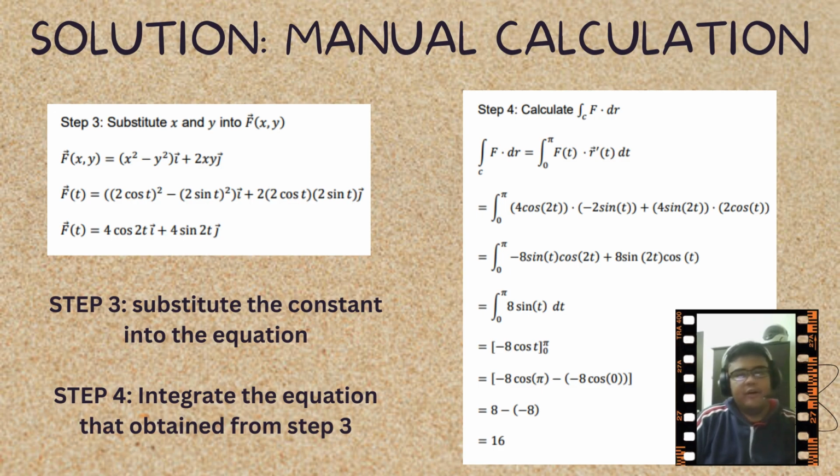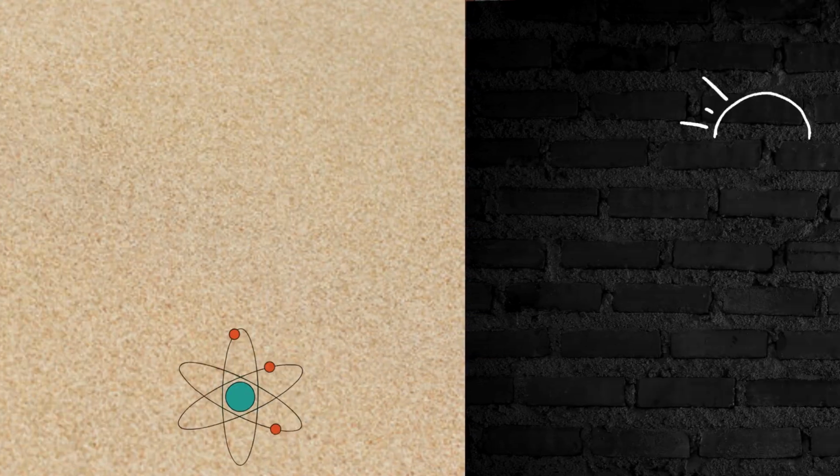Moving on to step 4, we are going to calculate the integral along the curve of F dot dr, which in our case will be the integration from 0 until pi of F(t) dot r prime of t dt. So we are going to get the last simplification, which is equal to the integration from 0 until pi of 8 sin t dt. After we integrate, the answer will be equal to 16.